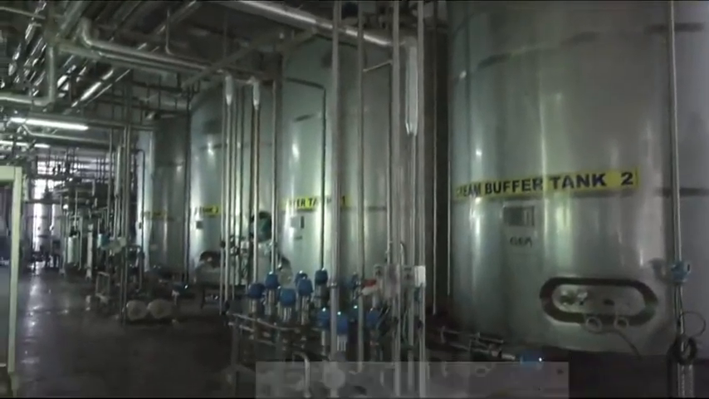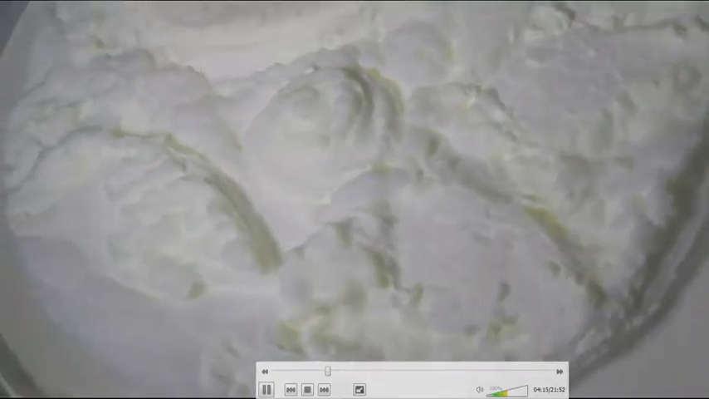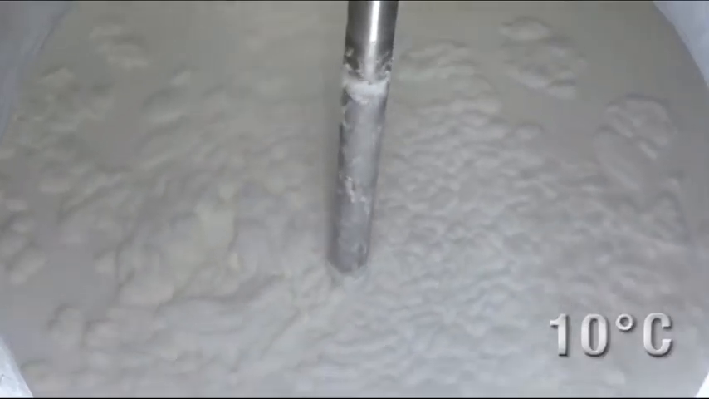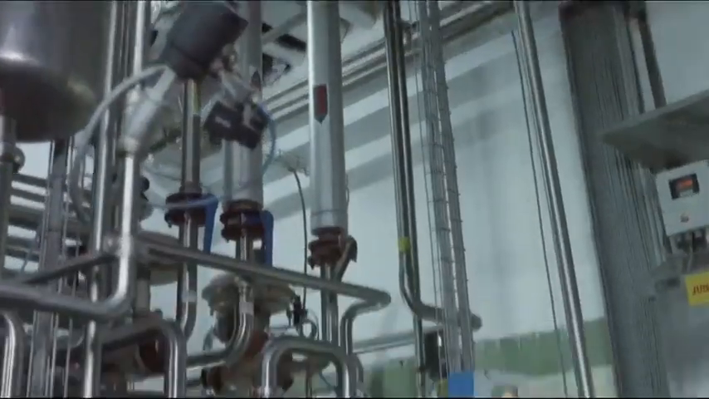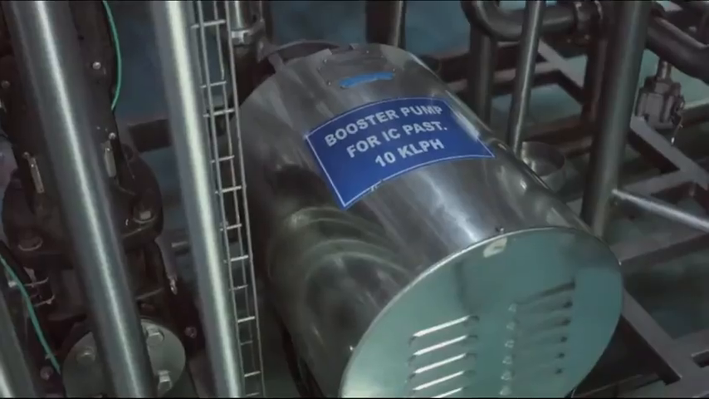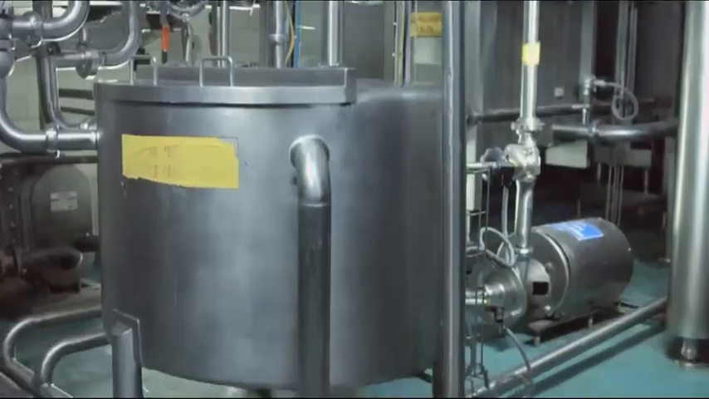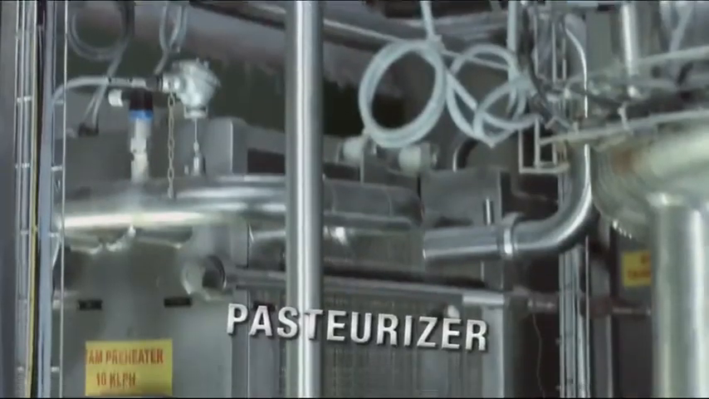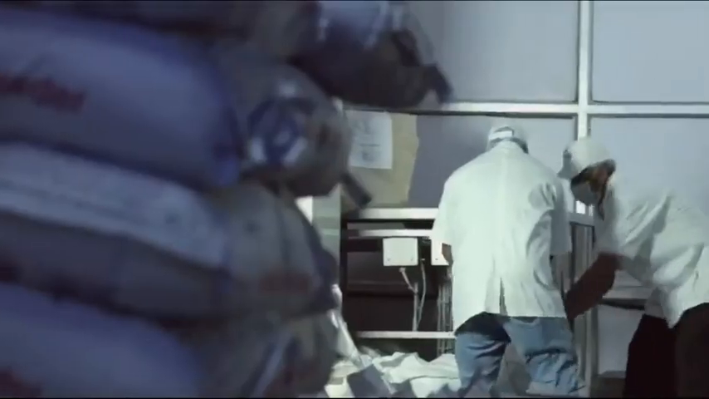This separated cream is then stored at a temperature less than 10 degrees centigrade in the buffer cream storage tanks. From here, cream goes for further processing in the ice cream section. From buffer tanks, cream is brought here and is balanced, preheated and then kept into a mixing tank, waiting for other ingredients to come. Dry ingredients like sugar.